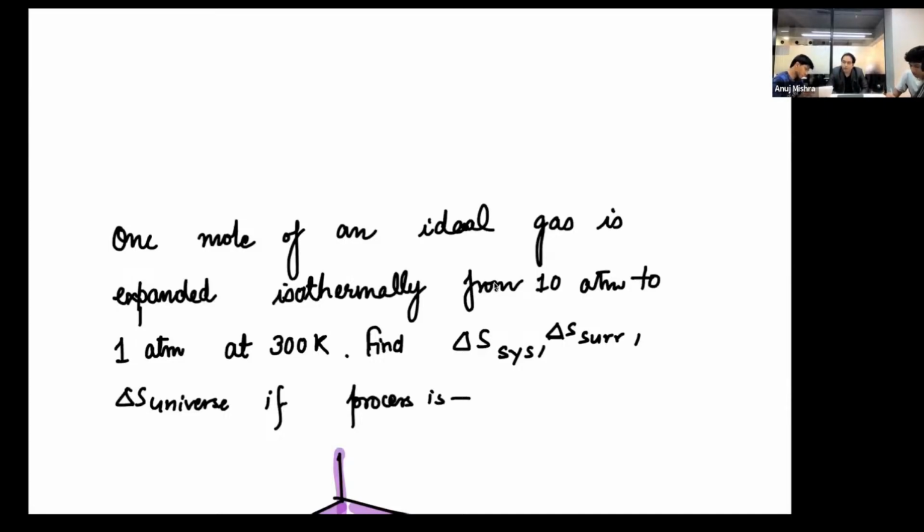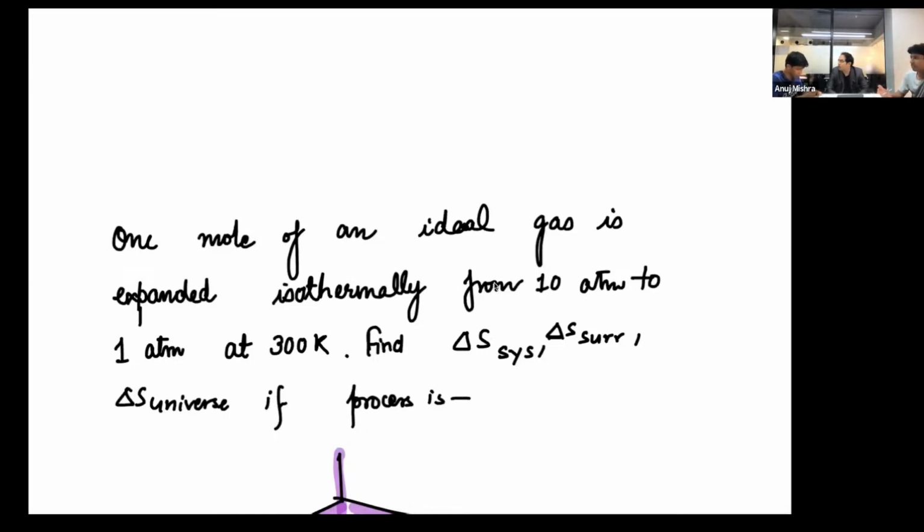dq का वैल्यू सब्स्टिट्यूट करो, T से T कैंसिल हो जाएगा. dq upon T में जो upon T और ऊपर जो T था वो कैंसिल हो जाएगा. So your formula should come nR ln v2 by v1. ऐसा फॉर्मूला आ रहा हो इंटीग्रेट करके. Sir, but is it possible S equals U by T? ds is dq by T. That's for reversible case only. You can apply this. For irreversible, you can't apply this.